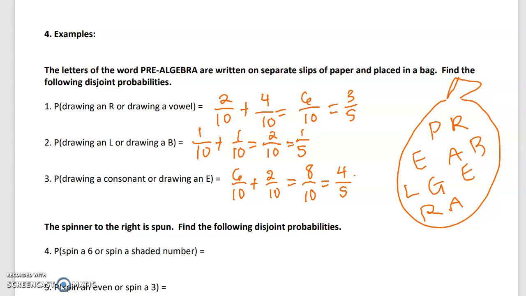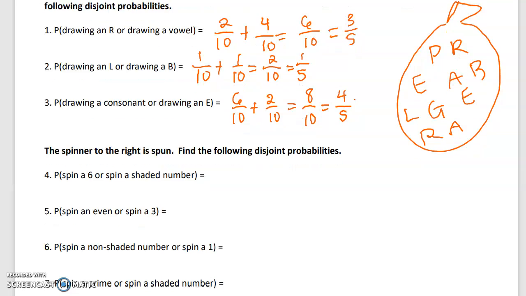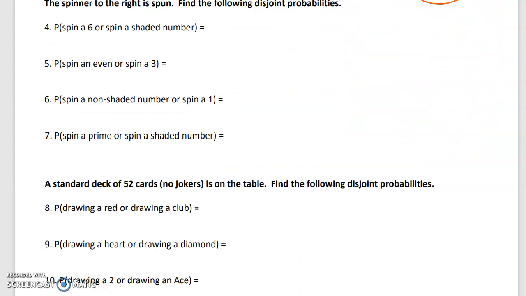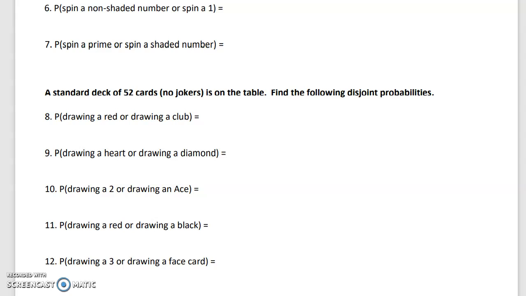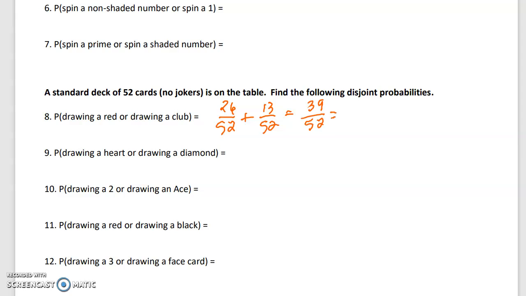If you want an extra challenge, why don't we try these ones down here? I forgot to attach the spinner to our picture, so we're going to skip the spinner problems. So we have our standard deck, drawing a red or a club. So the red cards, there's actually 26 red cards in the deck and 13 clubs. So that gives us a 3/4 probability of drawing a red or a club.